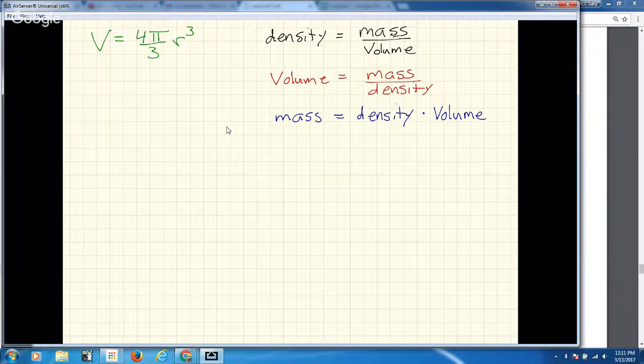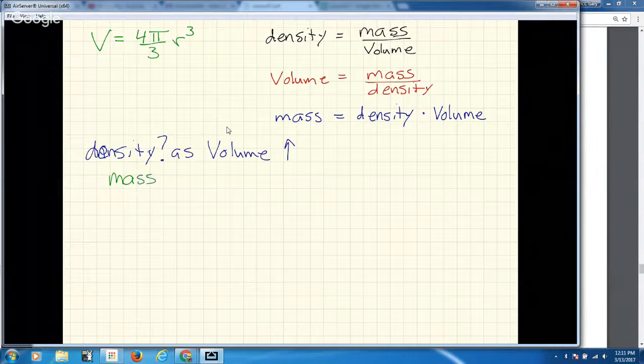The first question we are asked to consider: what happens to the density as the volume increases? So we let the volume go up. So that would be like blowing up a balloon, right? And here, something to consider is that to do this, the mass is going to be held constant. Mass is constant.